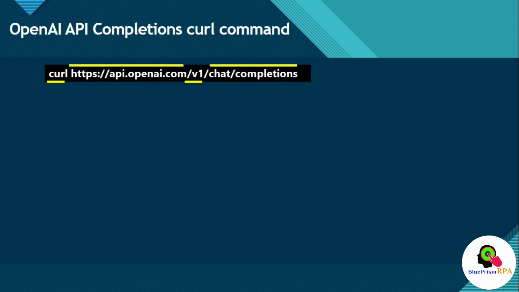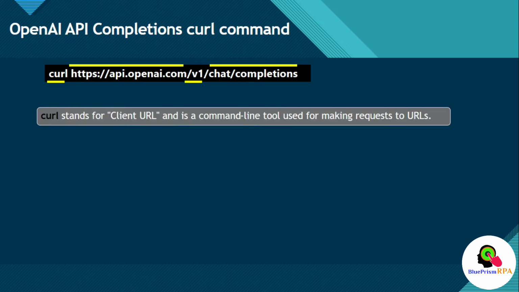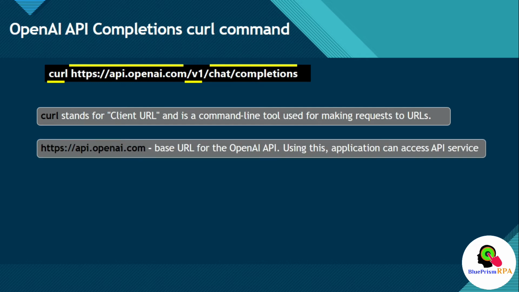Let me show you. Let me explain these terms one by one. What is curl? Curl stands for client URL, C for client and URL, and this is a command line tool used for making requests to URLs. Now what is this URL? To which URL? To this api.openai.com.